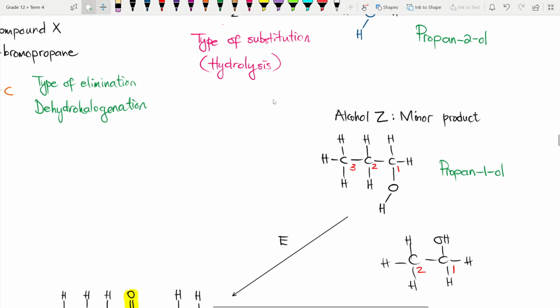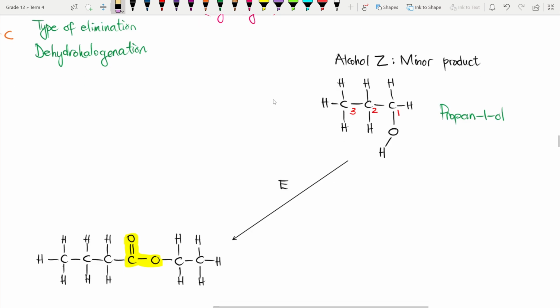But if the alcohol now moves to this other place, then we just need to change the numbering, but the name stays the same. Okay, I think you get the point of that. All right. So now we know the name of compound, alcohol Z.